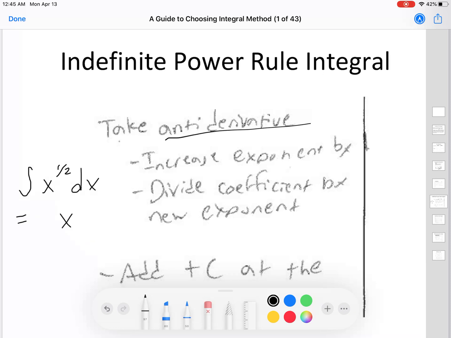We can add 1 to the exponent. Now, I chose an example like this because some people still get a little caught up with the fractions.